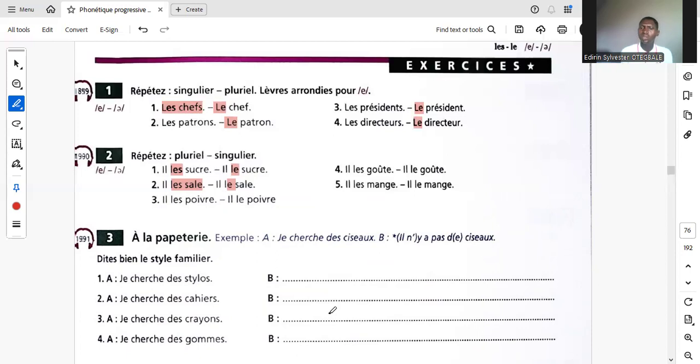4. Les gouttes. Il les goûte. Il le goûte. 5. Il les mange. Il le mange.